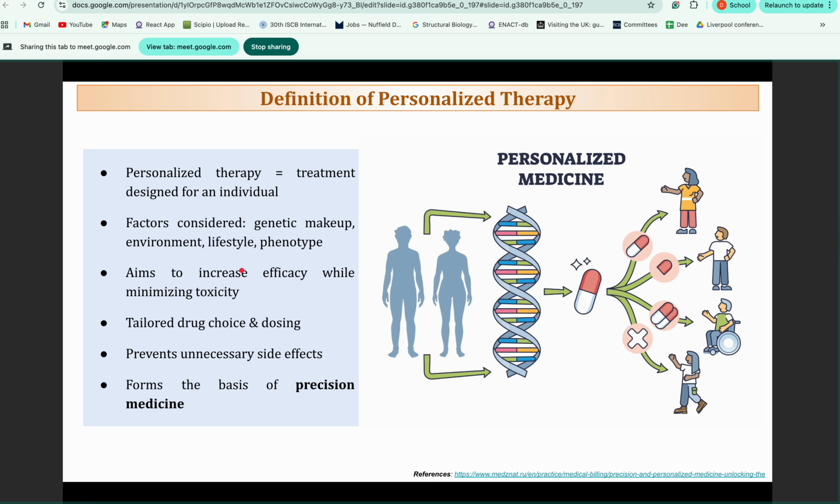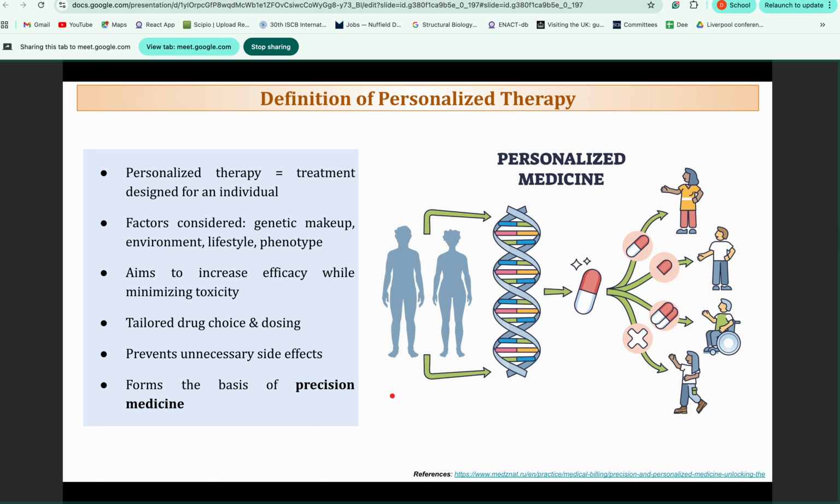So the aim of this personalized therapy is to increase the efficacy while minimizing the toxicity, and in this case we tailor the drug, and we also decide what amount of dosage should be given. It prevents unnecessary side effects, and it also forms the basis of precision medicine. So many times personalized therapy and precision medicine are used interchangeably.